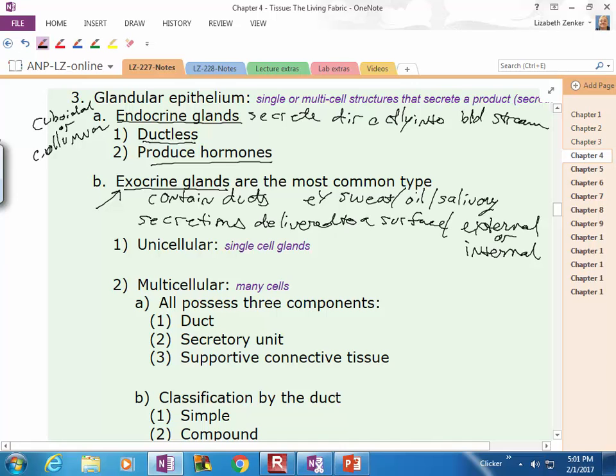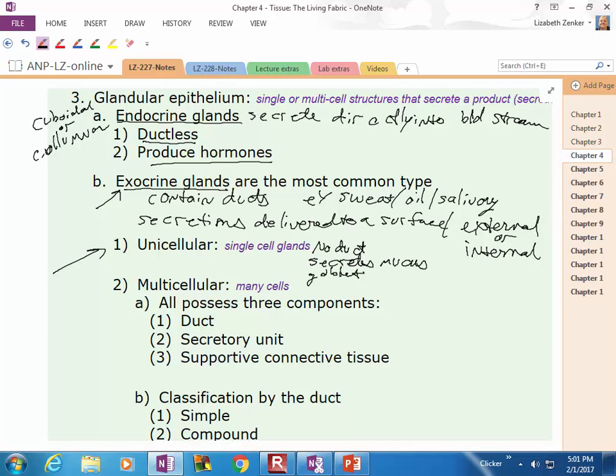We have unicellular, which means a single cell gland, okay? If it's a single cell, there is no duct, right? It secretes mucus. A good example would be a goblet cell. You guys have seen them. So goblet cells are found on the surface of respiratory tracts or GI tracts, right? That's where we're seeing our goblet cells.